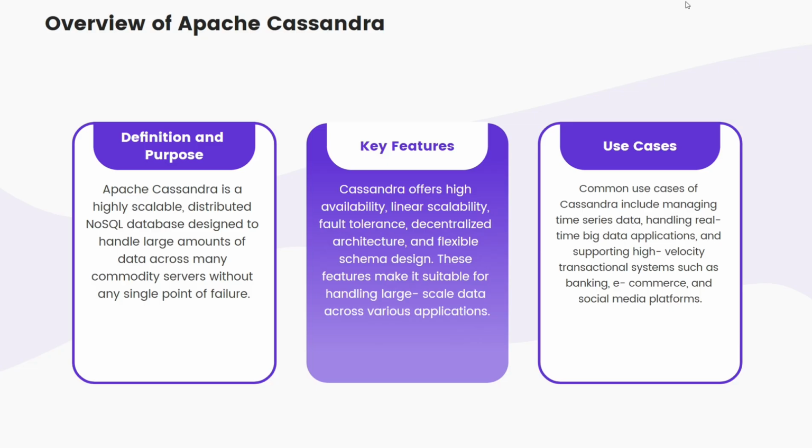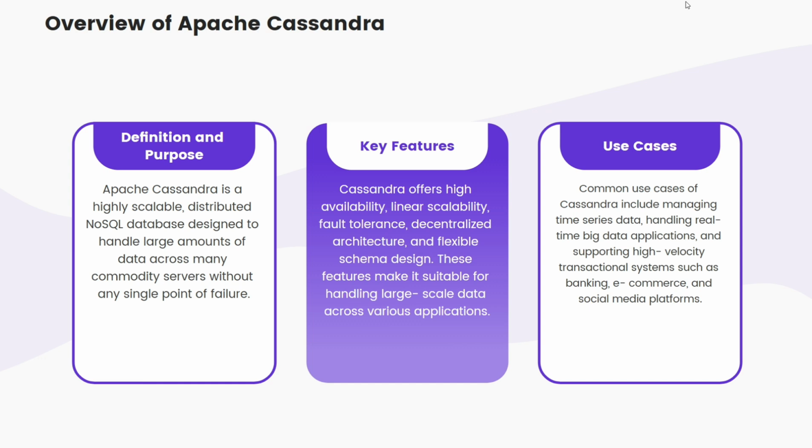First, let's look at a definition of Apache Cassandra. Apache Cassandra is designed to store massive datasets across multiple servers. Many servers are connected together with a network, like distributed databases. Unlike traditional databases, it doesn't have any point of failure. It ensures there is no single point of failure. This is the main feature of Cassandra.